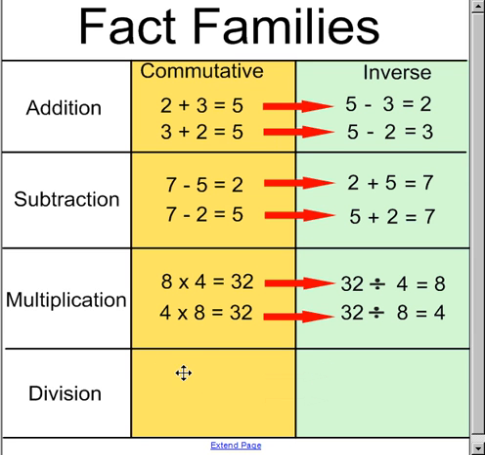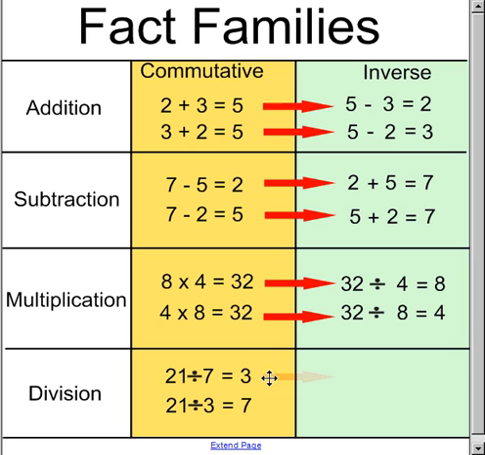Now division works a little bit different. So let's look at the division problem: 21 divided by 7 is 3. Much like subtraction, we can't reverse our first two numbers. But we can say that 21 divided by 3 is 7.